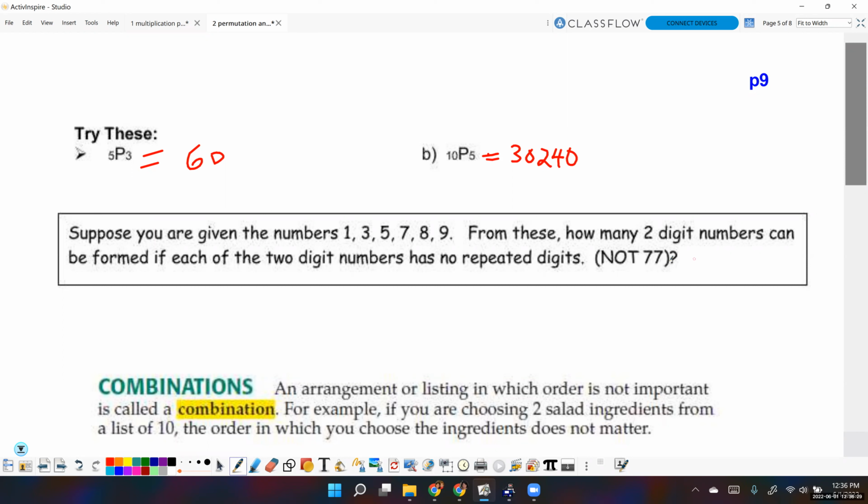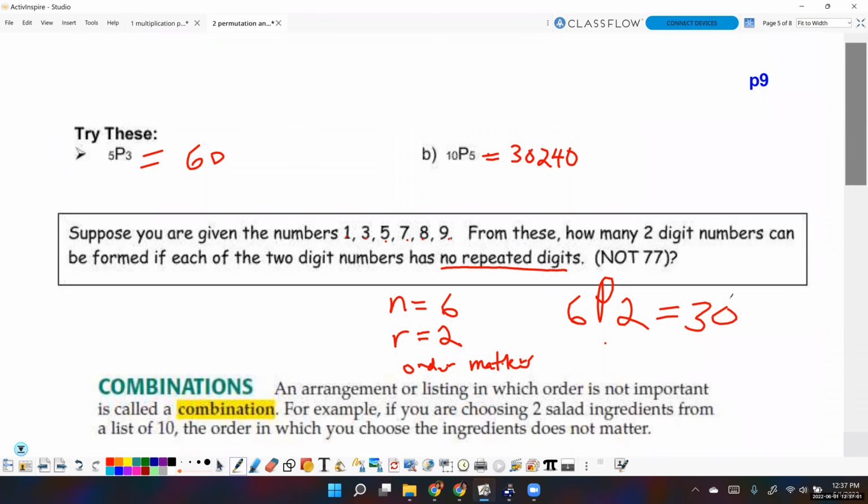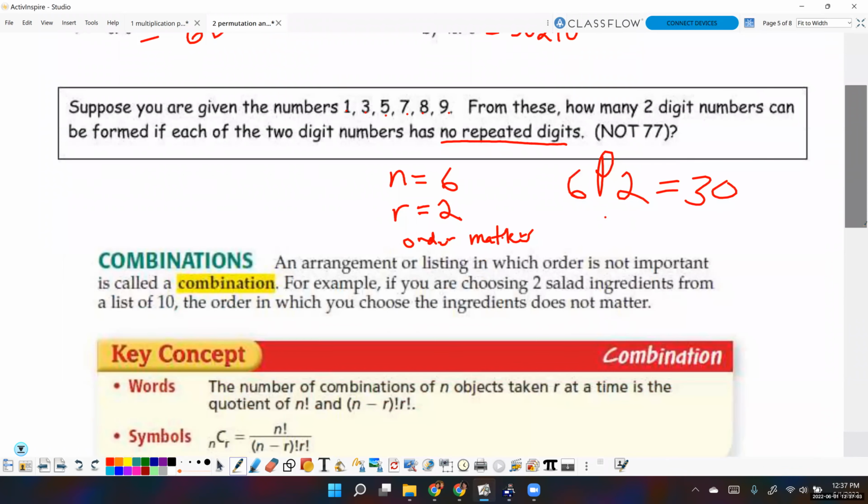Digit numbers. No, so we're selecting them. If we're not repeating them, once we're selected, I can't. So I have 1, 2, 3, 4, 5. I have 6 numbers to choose from. I'm picking 2. Order matters. I'm going 6P2, which is 30.